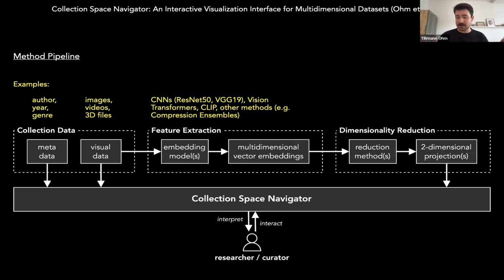And since we can't see in 2048 dimensions, we reduce the dimensionality to produce a two-dimensional projection of the embedding space. A classic linear method would be a principal component analysis, or more complex nonlinear techniques like UMAP or t-SNE. So once projected, the user can interact with the collection through the Collection Space Navigator, freely exploring the visual space. And at that point, it's up to the human expert to focus on specific aspects, investigate patterns, and interpret the findings.